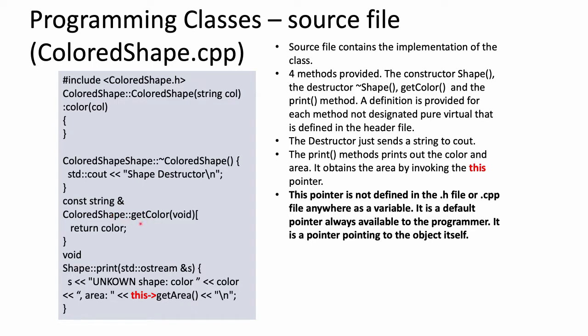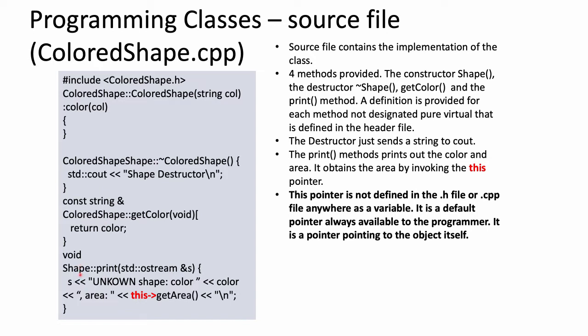Finally, we have the getColor method. It returns a color. It's returning a constant string reference, which means nobody, once they get this reference, can change the color. So everybody can ask an object for its color, but nobody can actually change the color.